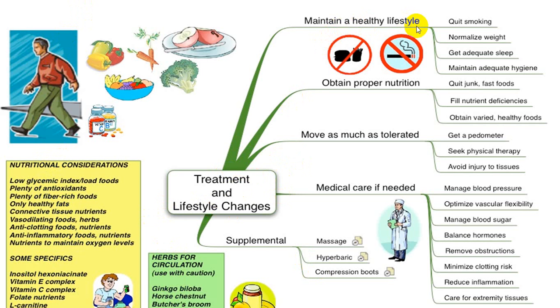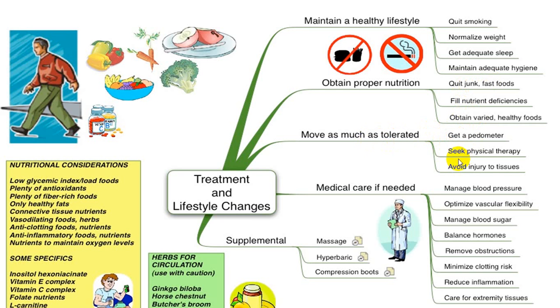There are some things you should avoid, other than nutritional supplements: quit smoking, maintain your body weight, get adequate sleep, maintain your personal hygiene, particularly of the lower limb, obtain proper nutrition with these nutritional supplements, avoid junk foods and fast foods, and healthy foods should be taken.